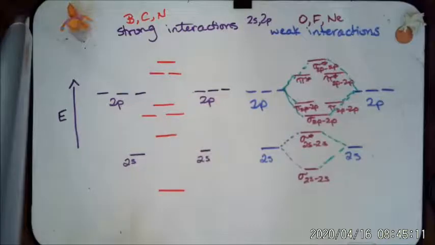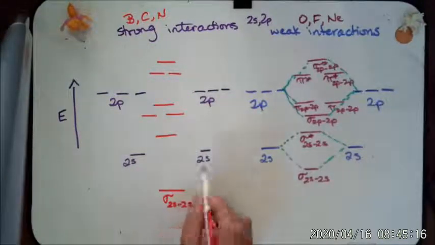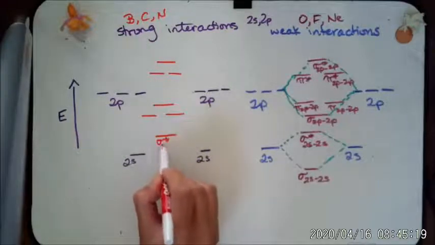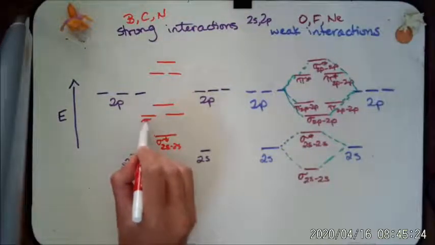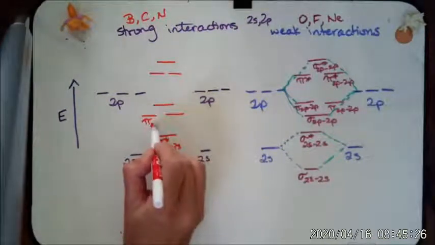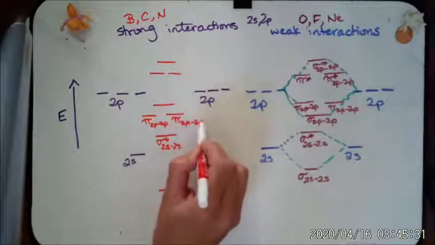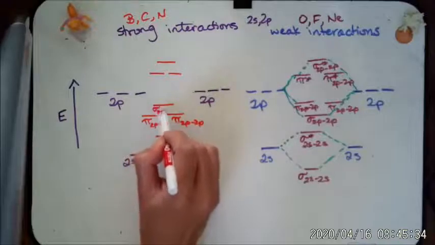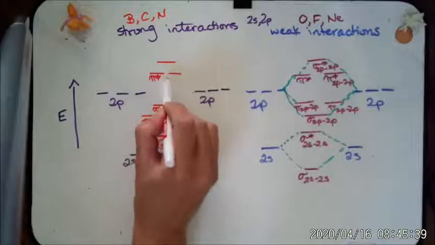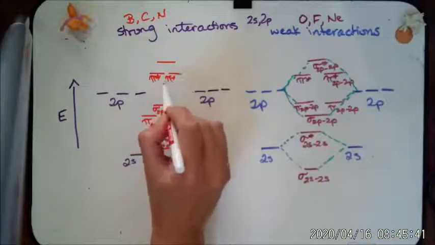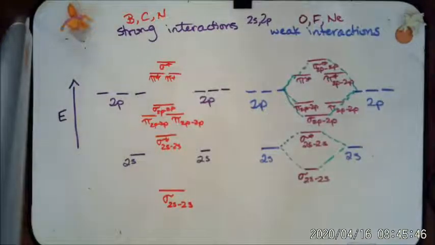the same. Okay. Here's my sigma 2s 2s. Here's my sigma star 2s 2s. Okay. Now what's lower in energy are my pi 2p 2p. And then is my sigma 2p 2p. Alright? My pi stars here, 2p 2p, stay the same. And my sigma star, 2p 2p, stays exactly the same.